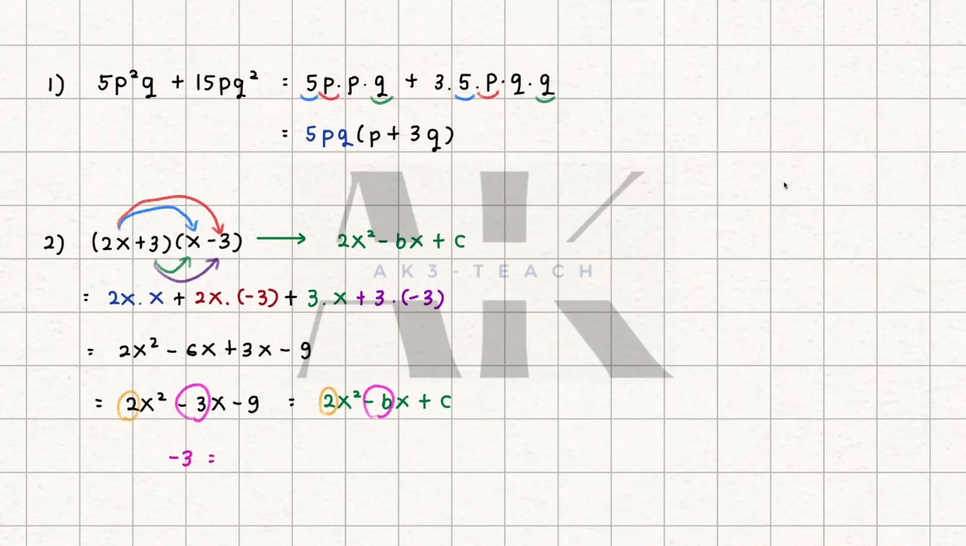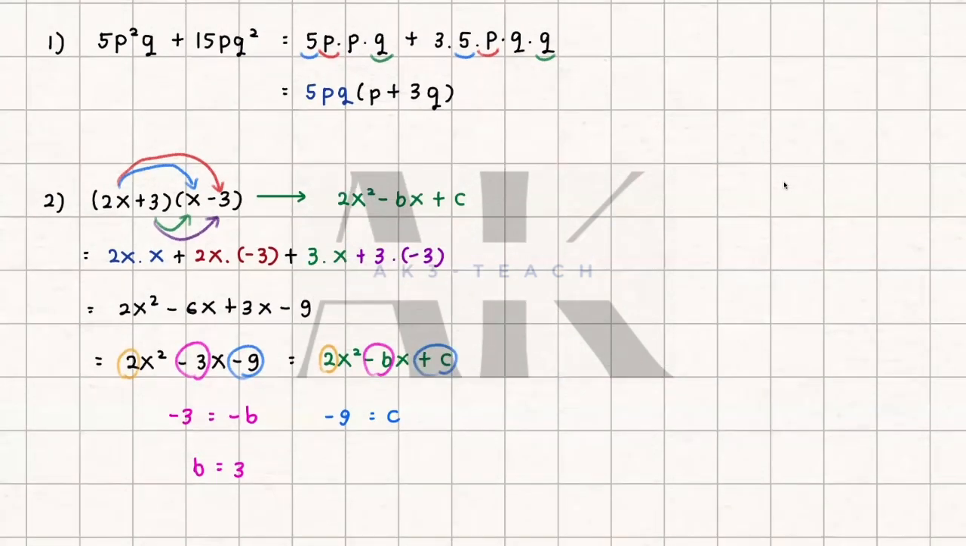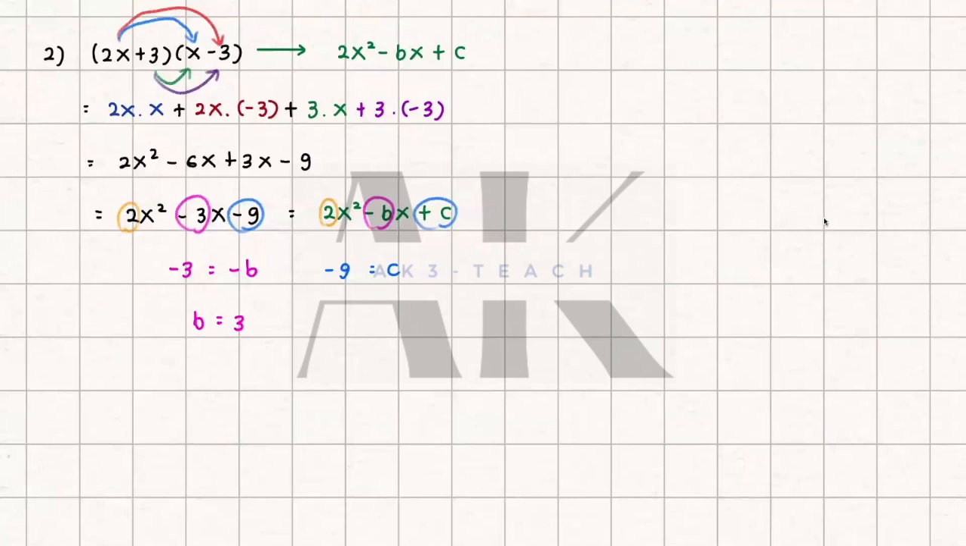So negative 3 is equal to negative b. It means b is equal to 3. And then if I'm seeing, say, this and this, what does it imply? It means negative 9 is equal to c. So c is negative 9. So if you're given this kind of approach, this kind of question, this is how you do it. I hope it's simple enough for you to follow. And next one.